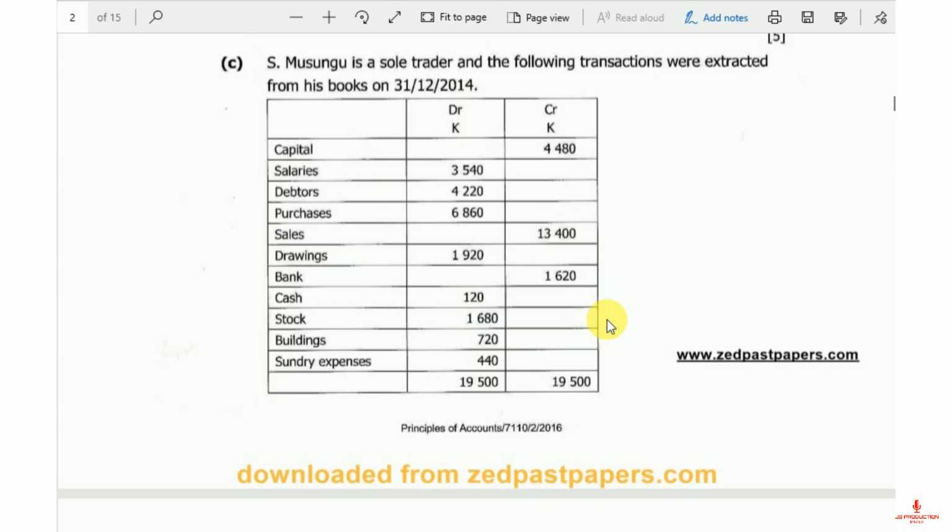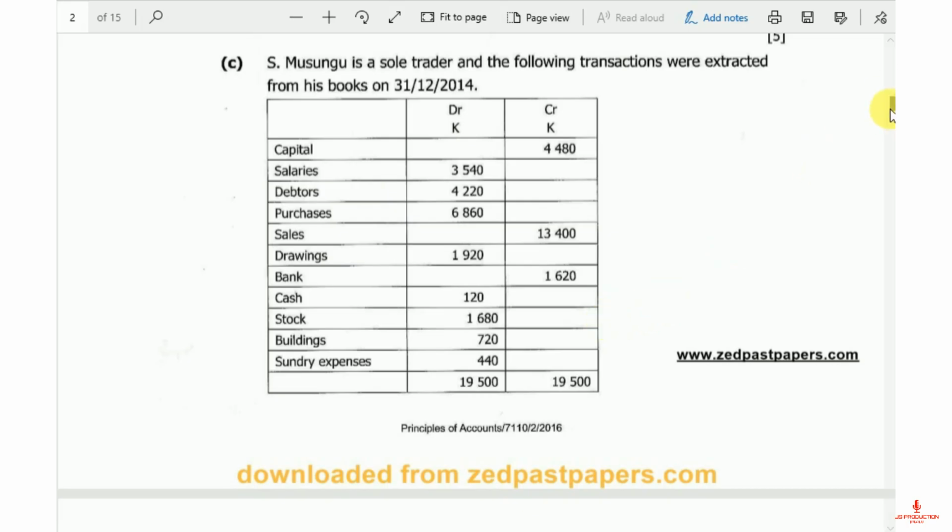So let us take a look at the question. Question 1C reads: S. Msongo is a sole trader and the following transactions were extracted from his books on 31st December 2014. So as you can see, we have those transactions.